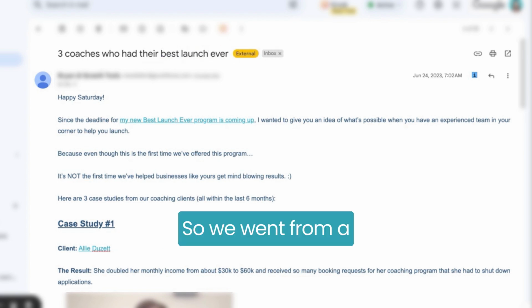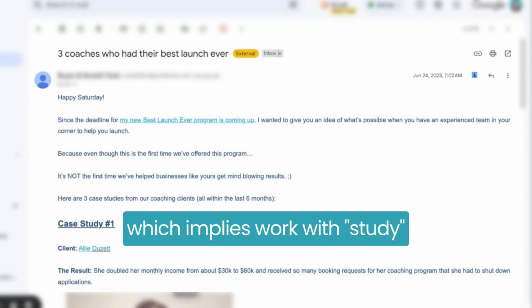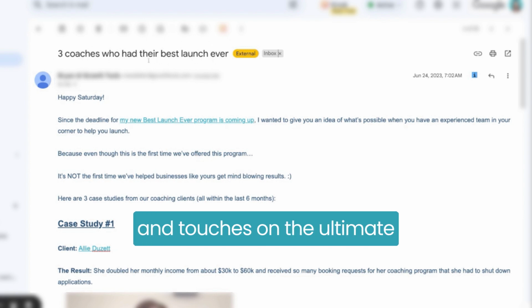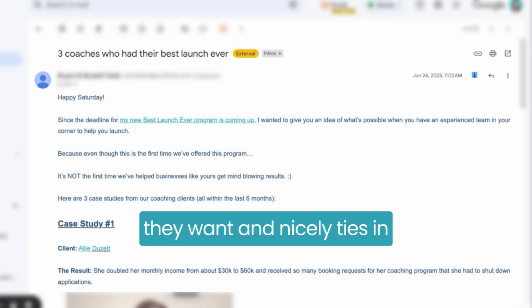So we went from a subject line that says, "study these 3 examples," which implies work with study, and doesn't really connect back to the conversion context in any meaningful way, to a subject line that reads "3 coaches who had their best launch ever," which is more specific, calls out the specific avatar, and touches on the ultimate dream state or outcome that they want, and nicely ties in the name of the promotion.